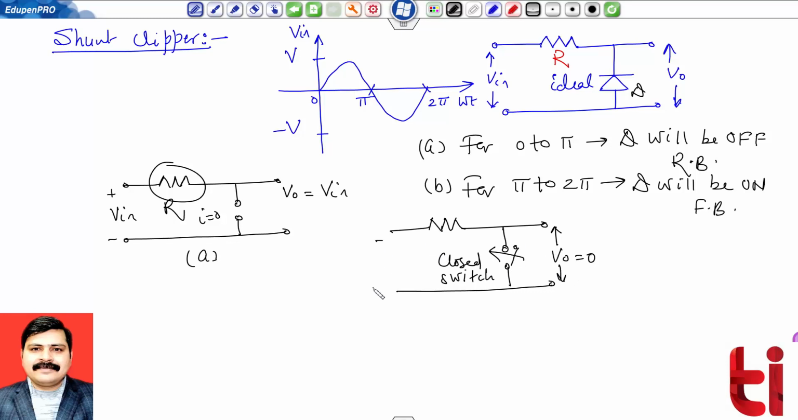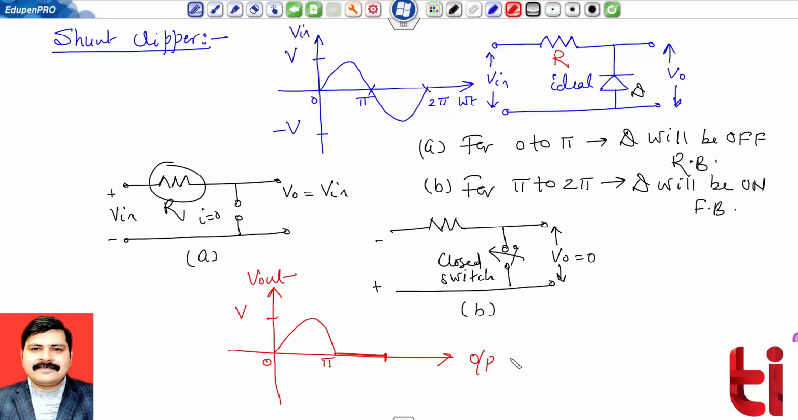Okay, so during the negative half cycle my output will be 0. So I can easily draw the output waveform. For the positive half cycle, I will have the output which is the same as the input, and for the negative half cycle my output will be 0. So from 0 to pi I will have an output of value V. This is my output signal or output waveform, and from pi to 2 pi it is 0.